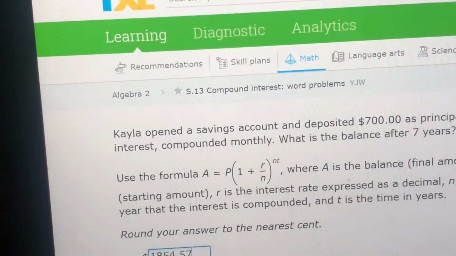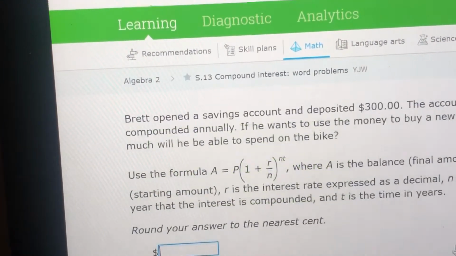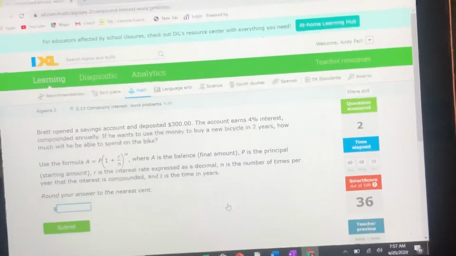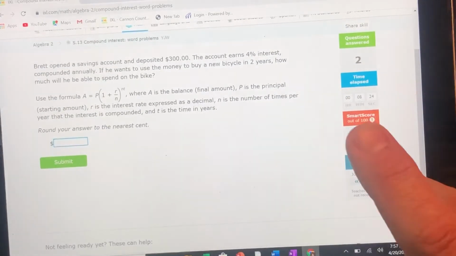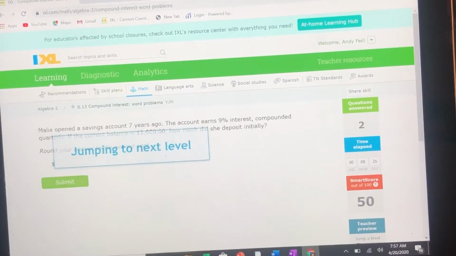1,054.57. And we got it right. All right. Let's jump up a level and see if they can make these problems any more difficult for us.